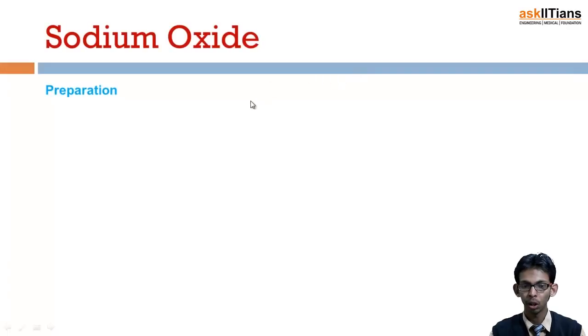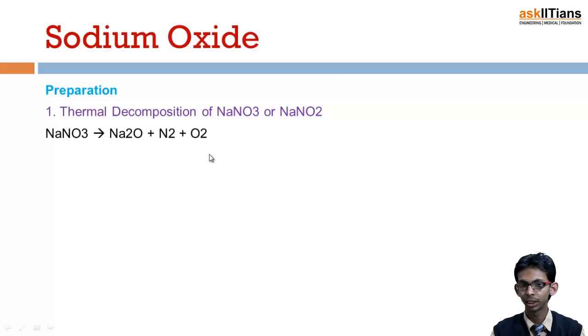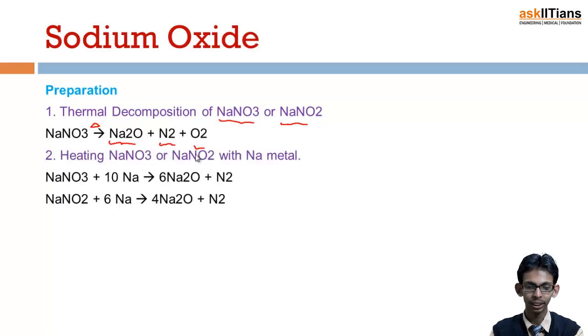Sodium oxide. So first of all, preparation of sodium oxide. Sodium oxide can be formed by thermal decomposition of NaNO3 and NaNO2. When these are heated in absence of air, they decompose to form sodium oxide, nitrogen and oxygen.